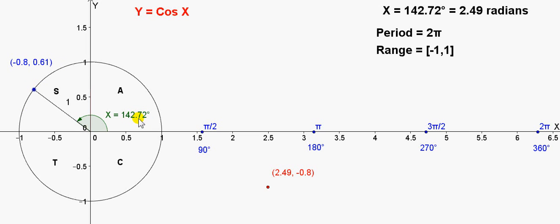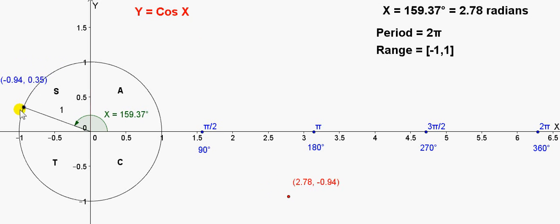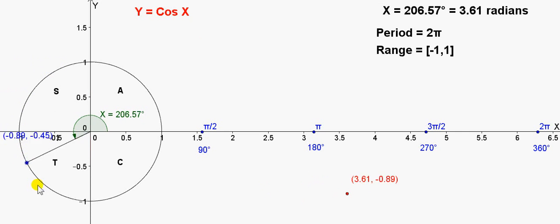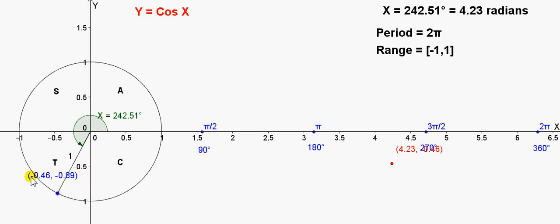So when x is this angle here, which in radians is 2.49 radians, then y is going to be minus 0.8. So in the graph of y equals cos of x, x is assumed to be in radians. So here we have one point on the graph, and we can generate more points by increasing angle x, and we just note the x value of this point. Now this x has nothing to do with this x here, so don't mix them up.